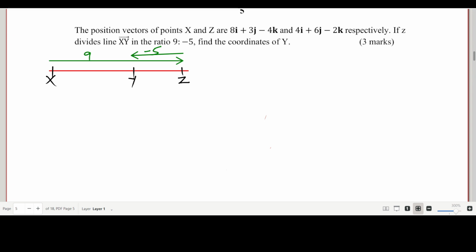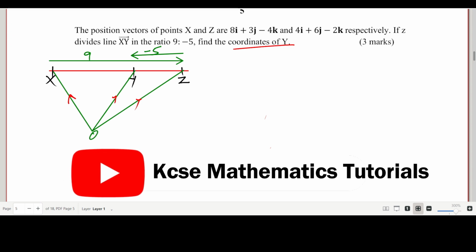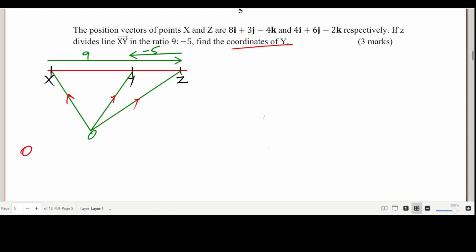Then, because these are position vectors, they are vectors with reference from the origin. Let me create a point O somewhere here, for purposes of calculation. So let me join from Z to then here. So we have point O here. So we have vector OX, vector OY, and vector OZ, like that. Now to find the coordinates of Y, we shall get that by finding OY. When we find vector OY, that will give us the coordinate of Y. So OY is what we need to find to get the coordinates of Y.